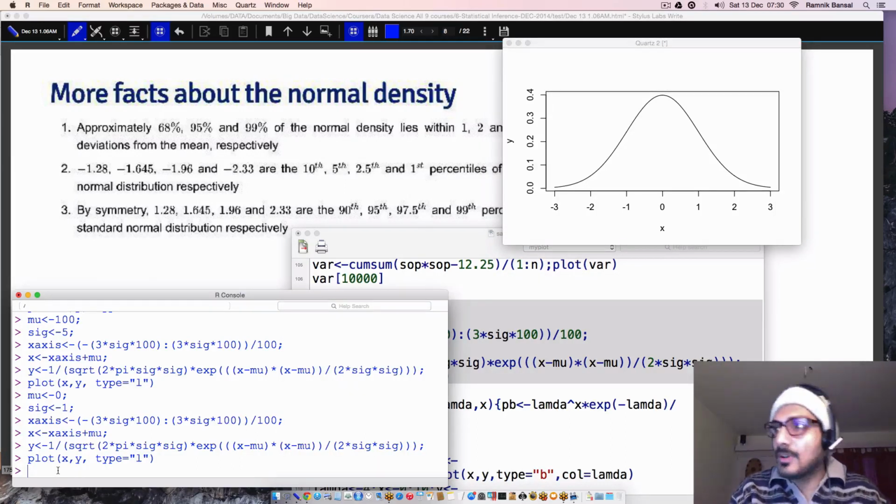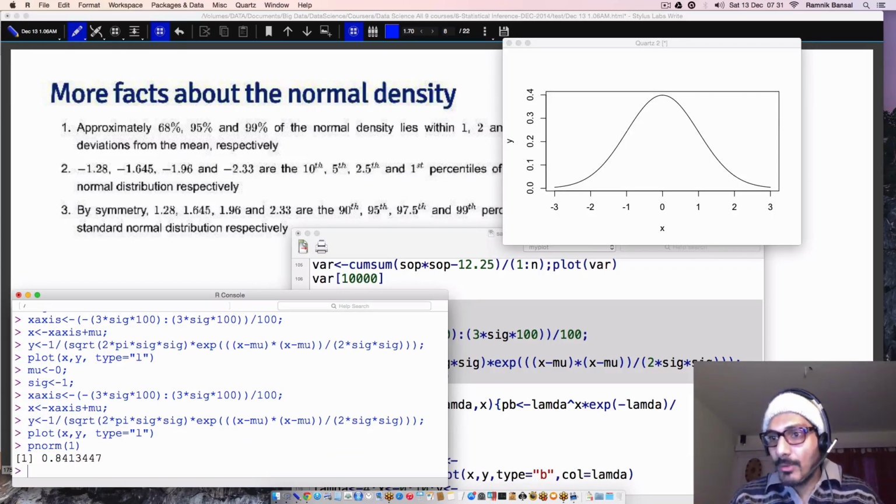So for probability, let's first look at the probability part. I say pnorm. My first input is q, let's say 1, and I take a standard case: mean equal to 0, standard deviation equal to 1, and lower tail equal to true. So pnorm of 1 comes out to be 0.841347. What does that mean?